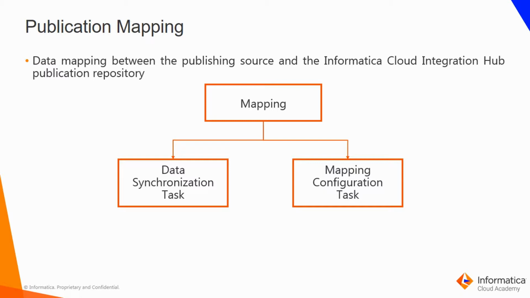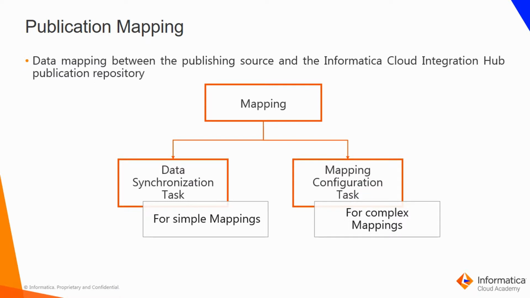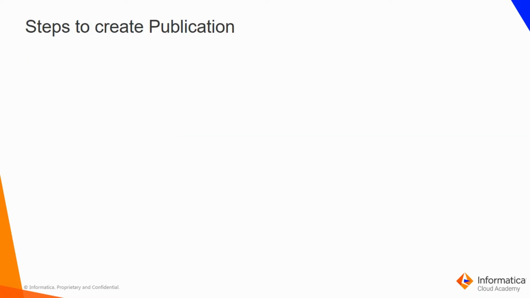In the publication mapping, you can apply logic and rules to format or cleanse the data according to a requirement. If the rules are simple, you can create a DSS task. For complex logic, you can use Cloud Mapping Designer to create a mapping, and then create an MCT to configure that mapping. While creating a task in the Informatica Cloud org, you will use the Cloud Integration Hub connection to configure your target in the task.